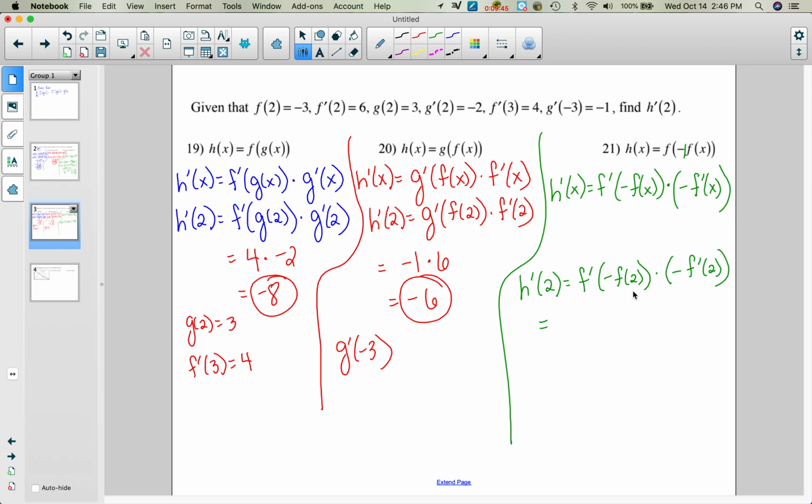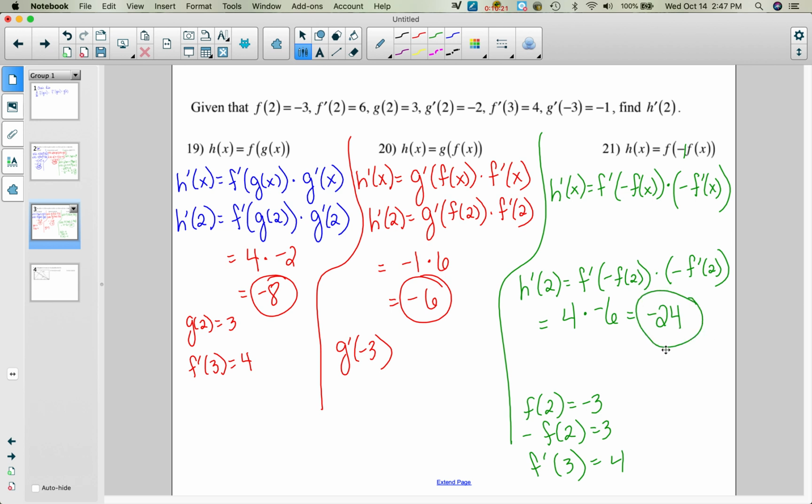So I have to start by finding f of 2. So f of 2 is negative 3. So then the opposite of that is 3. That's what gets plugged in to f prime. So f prime of 3 is 4. So this whole first part is 4. Then I need f prime of 2, which is 6, but I need the opposite of that, which is negative 6. So I get negative 24 as my answer. All right, so that's how you do those.